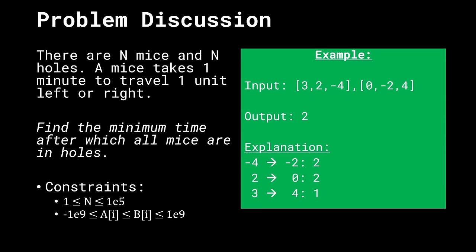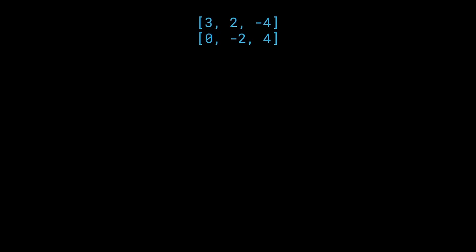So I know this can sound a bit confusing, so let's go ahead and take an example to understand this better. The first row tells us the positions of the mice and the second row tells us the positions of the holes. So we're going to go ahead and plot this out just for the sake of clarity.